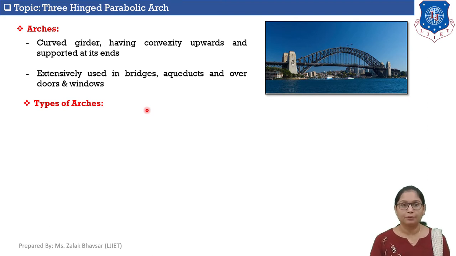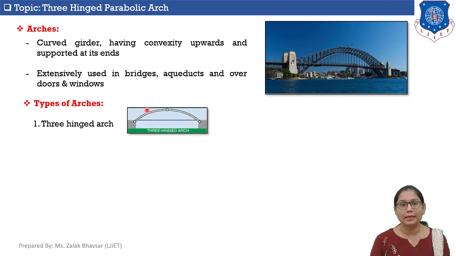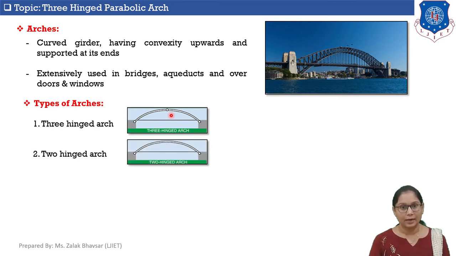The first type of arch is called a three-hinged arch because the arch has a total of three hinges, two hinges at the ends of the arch and one at the center of the arch. Now the second type of arch is called a two hinged arch. Here again in this picture you can see that the arch has two hinges, both at its ends. That's why the arch is called a two hinged arch.